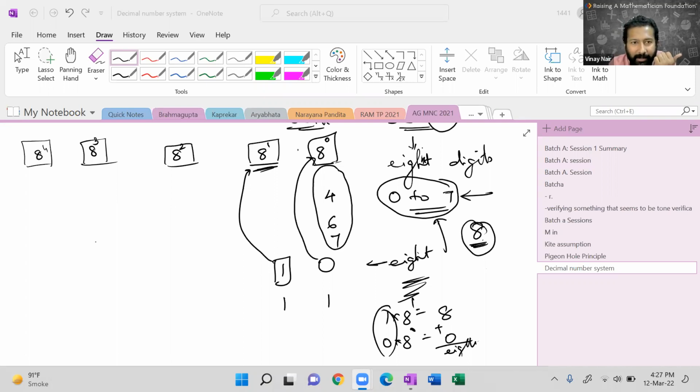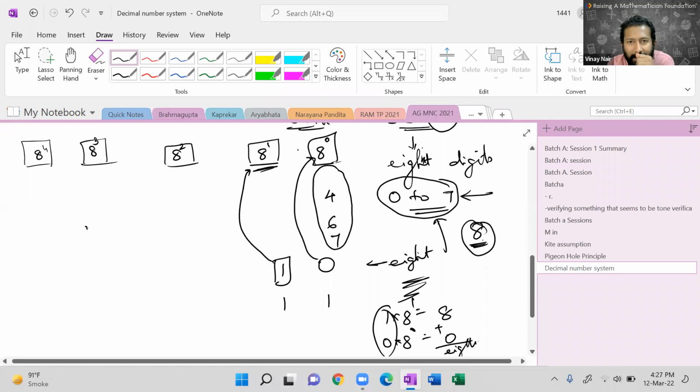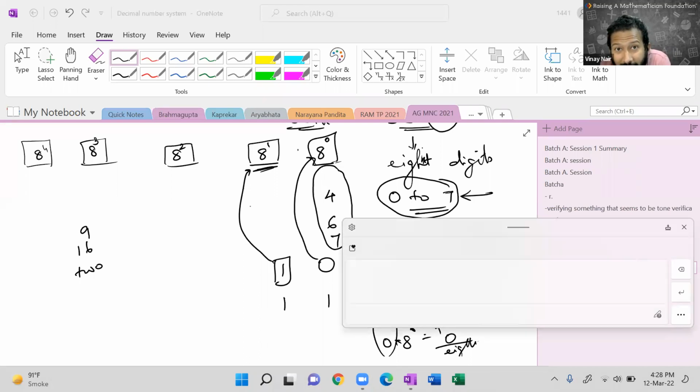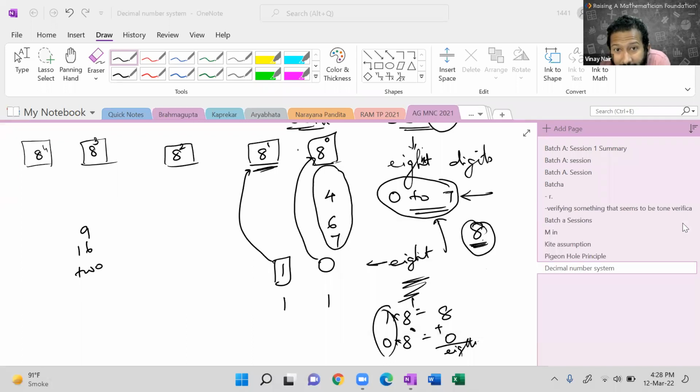So I'm getting different answers. One answer that I got is 9. One answer that I got is 16. One answer that I got is 2. I don't have my specs today, so I'm struggling a little bit to read. Yeah, 9, 16, and 2. These are the three answers that have come through.